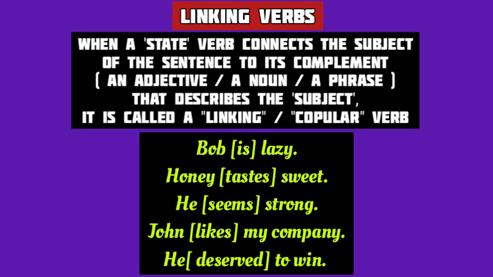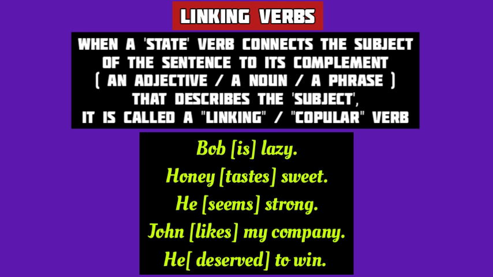And hence, such state verbs are known as linking verbs, while the complement that describes or identifies the subject is called the subjective complement. For example, in the sentence, Bob is lazy, the stative verb is also a linking verb. Why? Because it connects the complement lazy with the subject Bob in this sentence. The complement lazy is describing the subject Bob here.